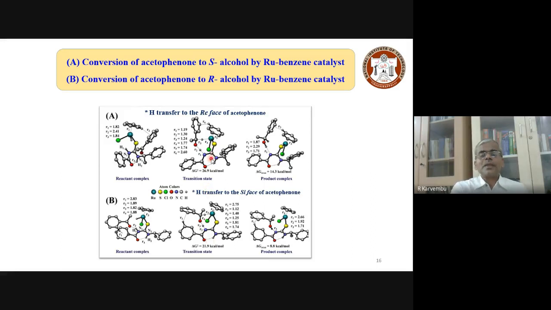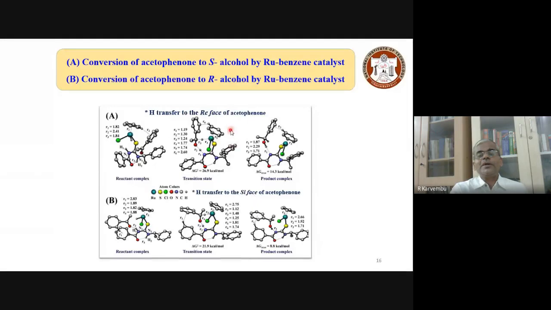Similar to re-face, here also the ruthenium hydrogen interacts with the substrate, right? And similarly the NH interacts. These two interactions are common in both the transition states or in both the intermediates. But here, there's no interaction between this benzene and the substrate. Instead of that, the CH present in the acyl thiourea interacts with the pi surface of the substrate. So this kind of interaction is called si-face.